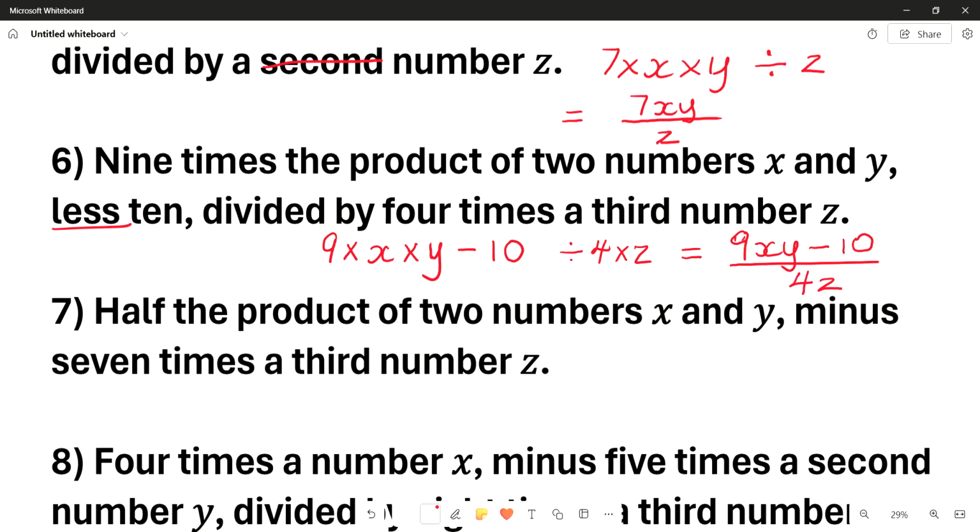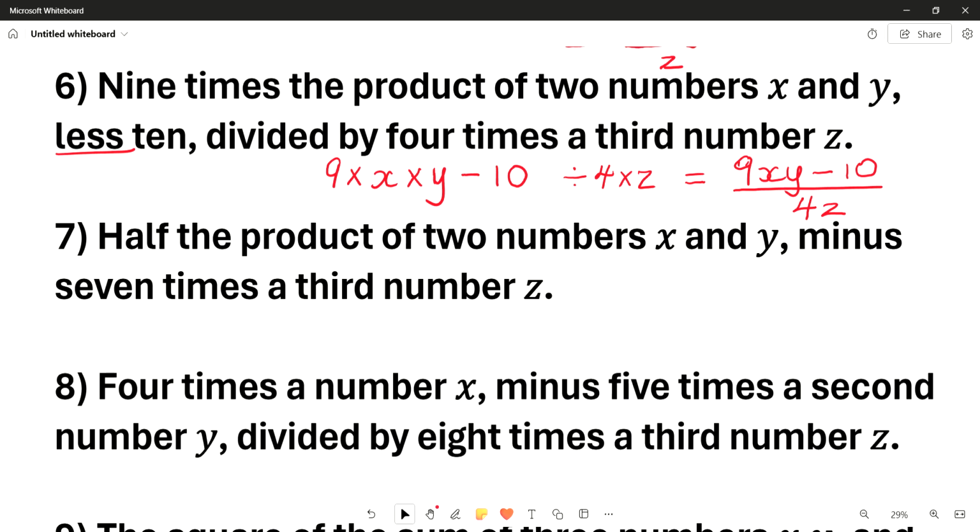The next one, half the product of two numbers x and y minus 7 times a third number z. Well, half the product of two numbers x and y literally means half times x times y minus 7 times a third number z, so that will be 7 times z. So if we simplify that, we can write half xy, or we can write xy over 2. Multiplying something by a half is the same as dividing by 2. And then minus 7 times z, which is 7z.